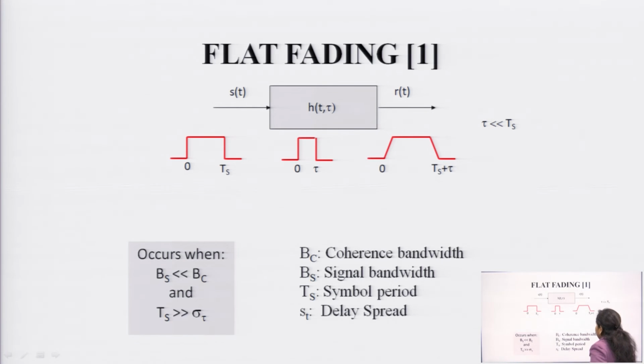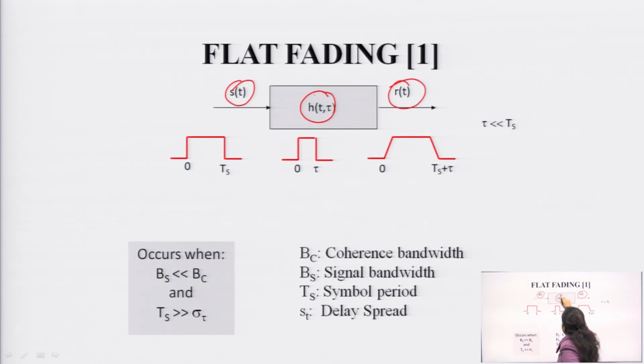Now, this is the diagram. This is the input signal, that is denoted by s(t), this is the received signal, that is denoted by r(t), and this is the impulse response of the channel, that is denoted by h(t, tau). Now, the signal duration of the input signal is from 0 to Ts. Now, 0 to tau is the channel impulse response, and this is 0 to Ts plus tau.